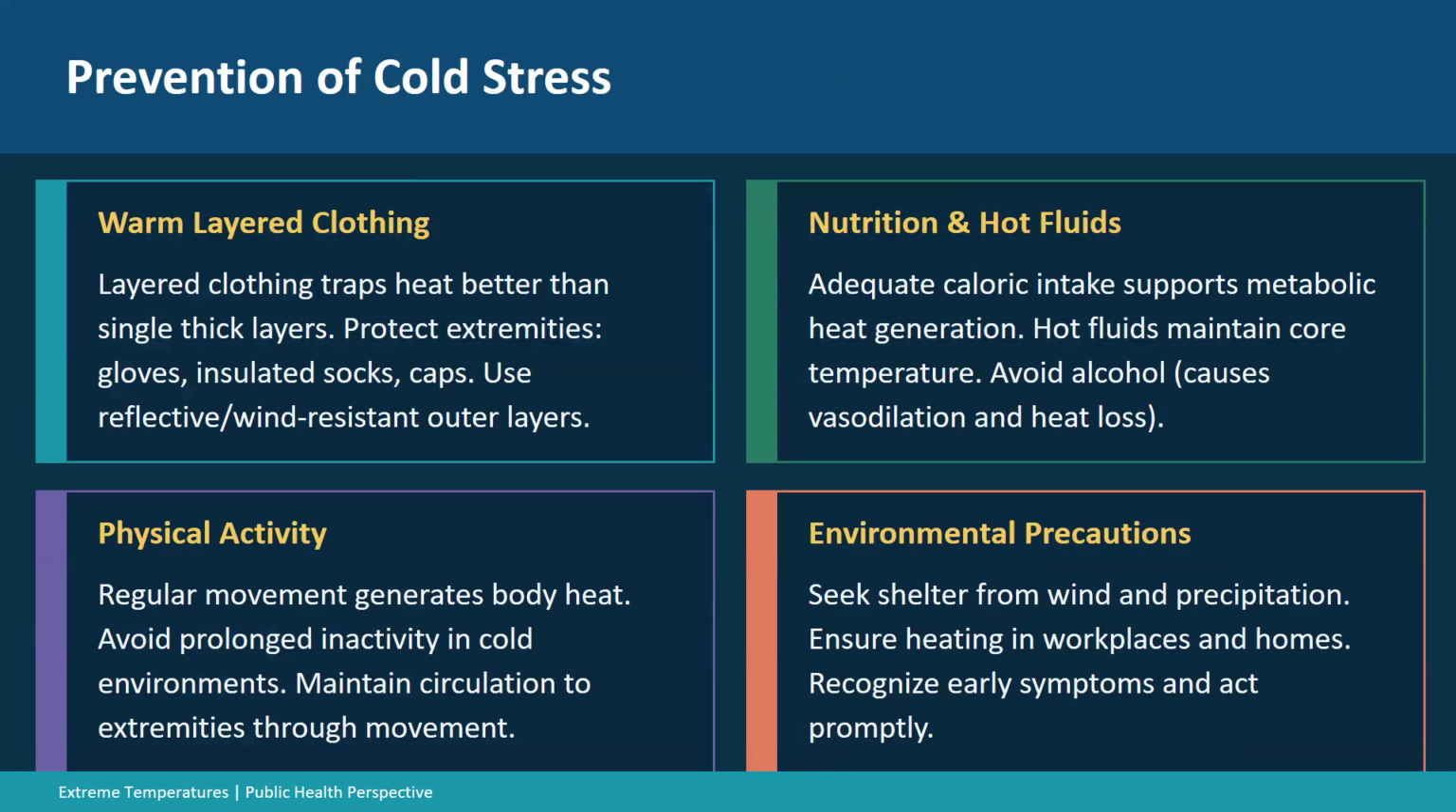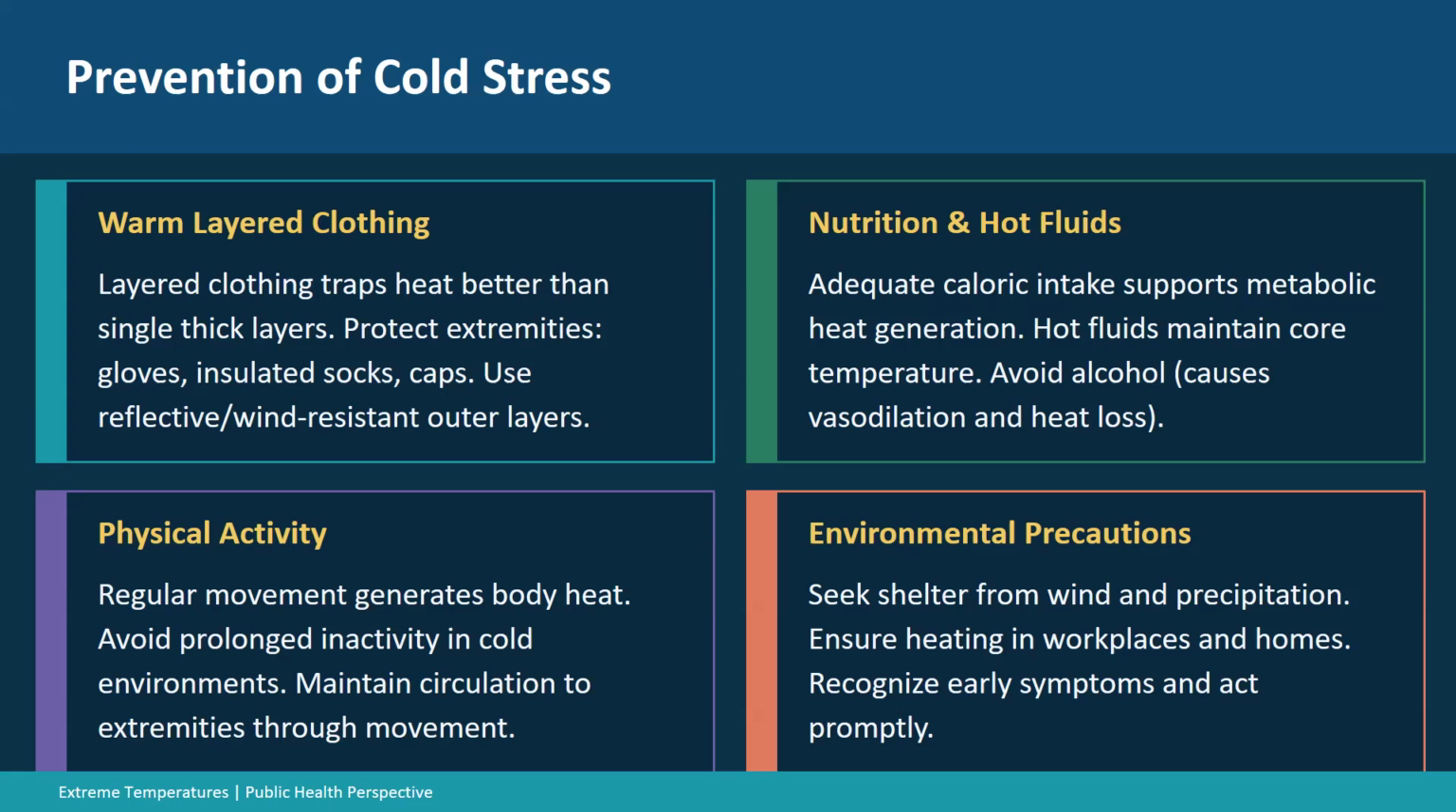Prevention of cold stress involves, first of all, warm layered clothing. Layered clothing traps heat better than single thick layers. Protect the extremities by wearing gloves, insulated socks, and caps. Use reflective or wind resistant outer layers. Then nutrition and hot fluids. Adequate caloric intake supports metabolic heat generation. Hot fluids maintain the core temperature, and avoid alcohol because it causes vasodilation and heat loss.